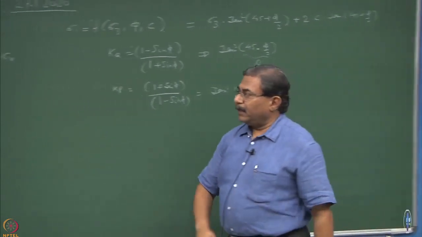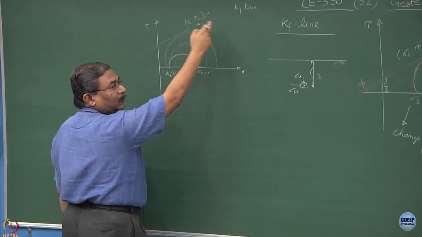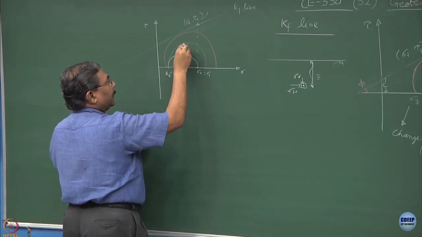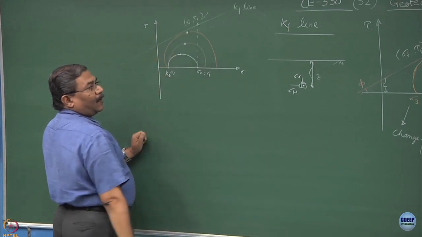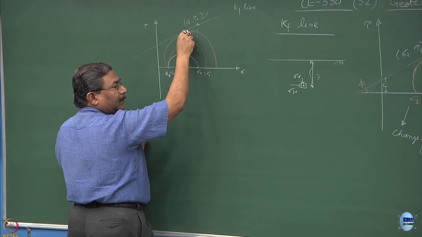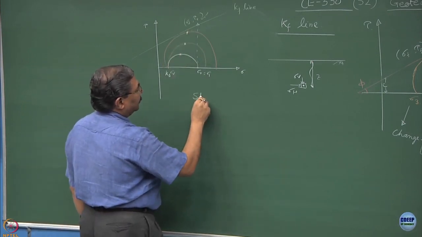So, the moment this circle touches the KF line, the failure is going to occur. All these points which are at the peak become the components of the stress path. We use the word stress path.